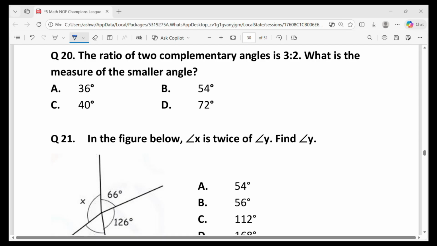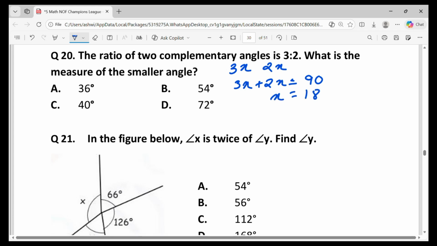Question 20. The ratio of two complementary angles is 3:2. What is the measure of the smaller angle? Complementary angles sum to 90 degrees. Let the angles be 3x and 2x. So the sum of angles is 90 degrees, that is 3x plus 2x is equal to 90. That is x is equal to 18. So the smaller angle will be 2x, that is 2 into 18, that is equal to 36. That is option A.